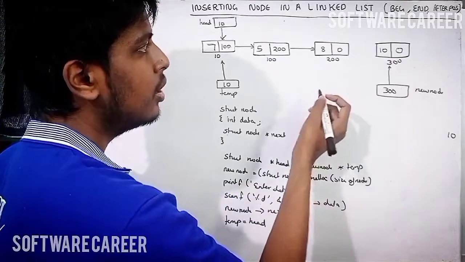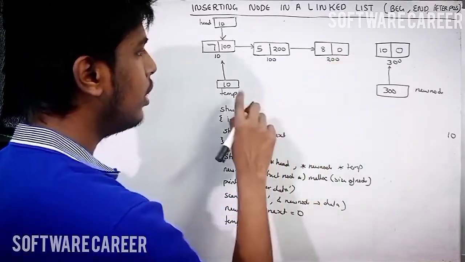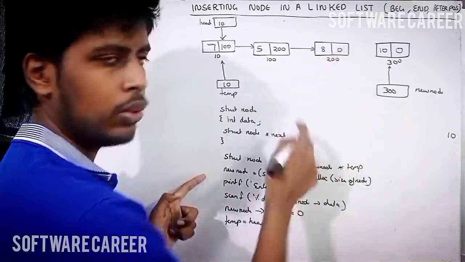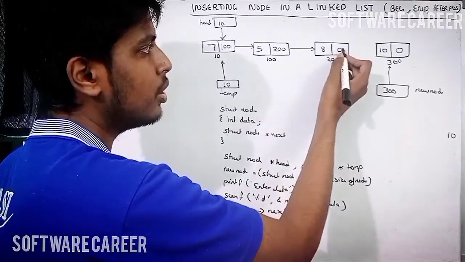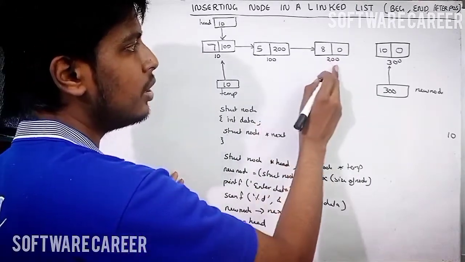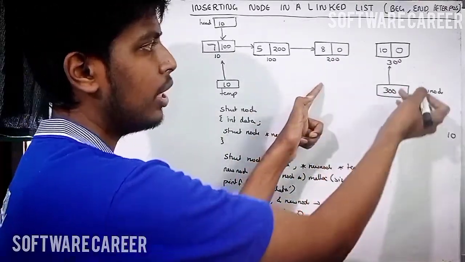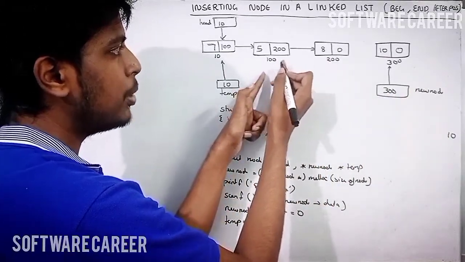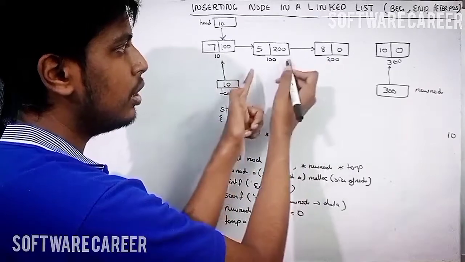Before inserting this, see, when temp is here, temp is 200, then 200 next is 0. That means when this next pointer is 0, then you can say that was the last node. So when this is the last node, you can't move the temp pointer again. So you should stop here. You should move till this.